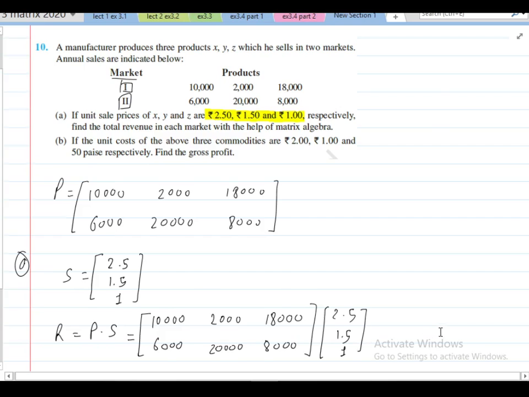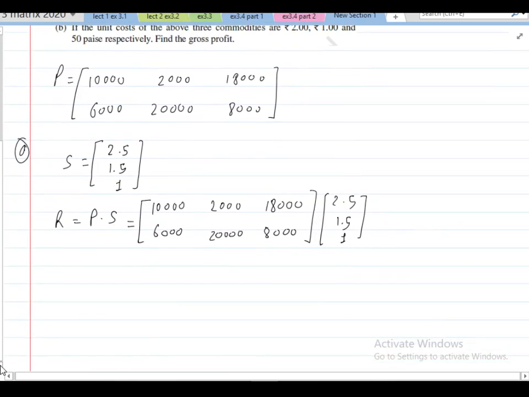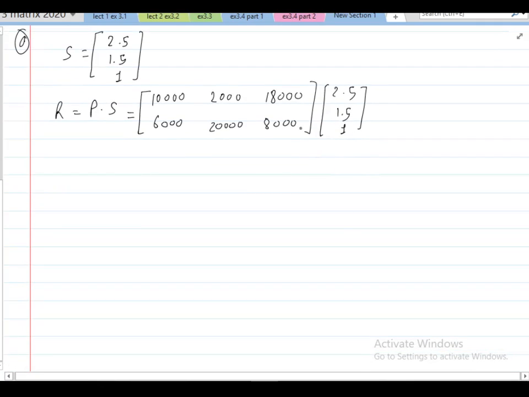Right? Now for matrix multiplication you should satisfy the condition. This is a 2x3 order matrix and this is your 3x1 matrix. So our answer must be in order of 2x1. Okay.